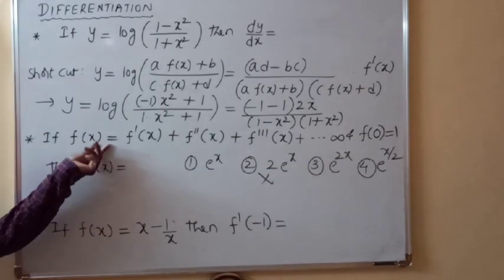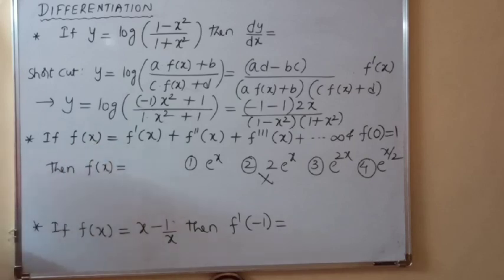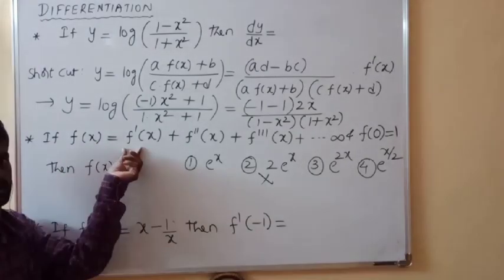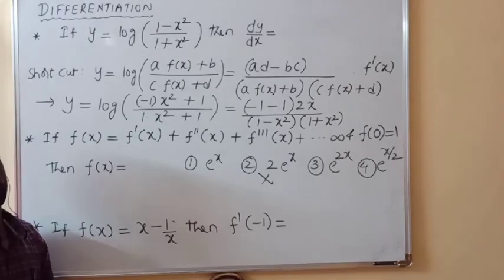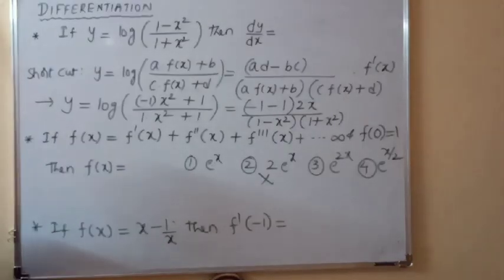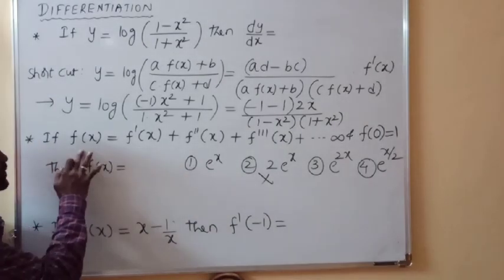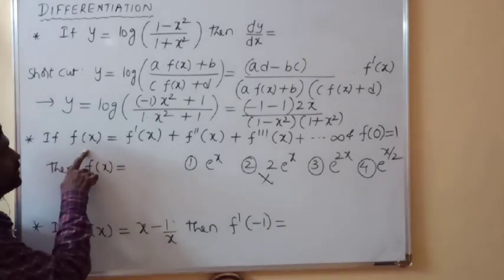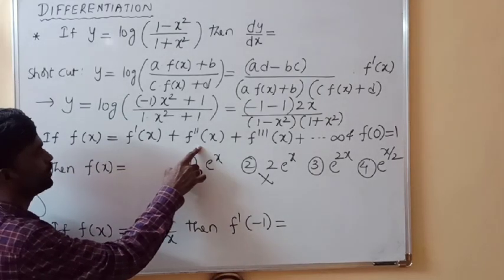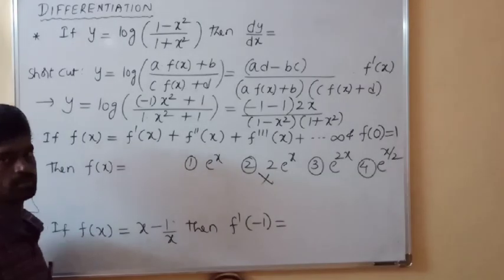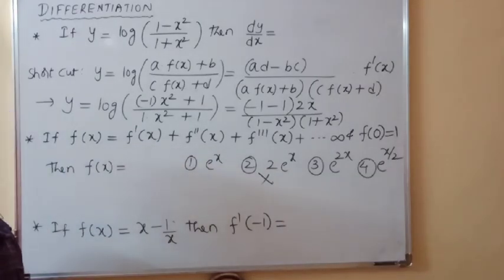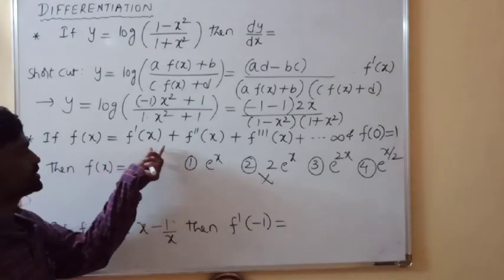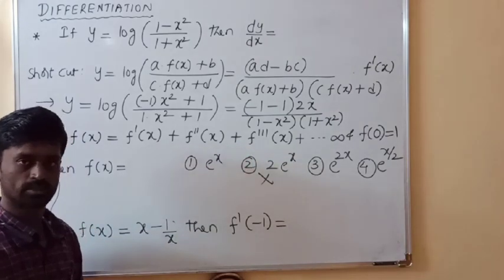Next, verify the other condition. If you verify this condition directly, only one option satisfies it. See here, suppose I assume f(x) is e power x. What is f dash x? e power x. f double dash x? e power x. That means, is it possible that e power x is equal to e power x plus e power x plus e power x plus infinite terms?